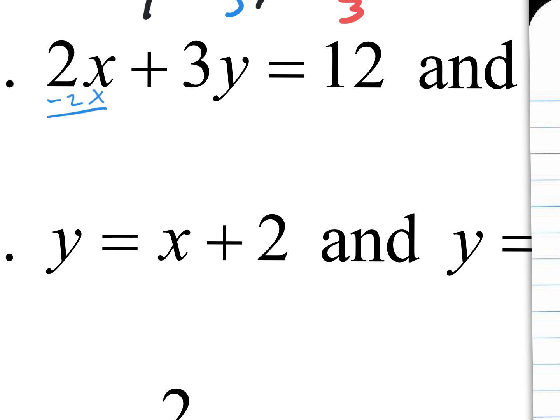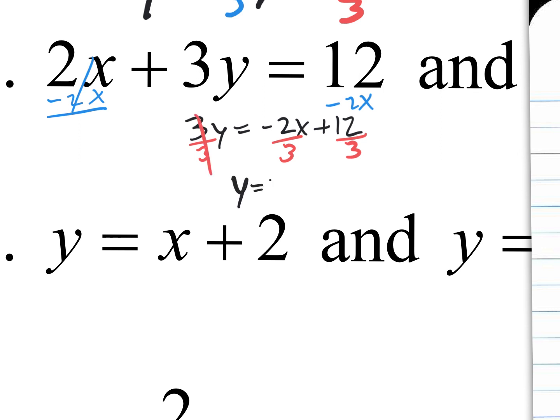So on number 4, what should I do first to get the y by itself? Subtract 2x and subtract 2x and rewrite 3y equals negative 2x plus 12. For my final step to get y by itself, I would have to divide by 3, divide by 3, divide by 3, cancels out. We end up with y equals negative 2/3 x plus 4. And why did we do this? So we could see the m value. Y equals mx plus b. We don't really care about the b value on this. We just care about the m value. The m value is negative 2/3.